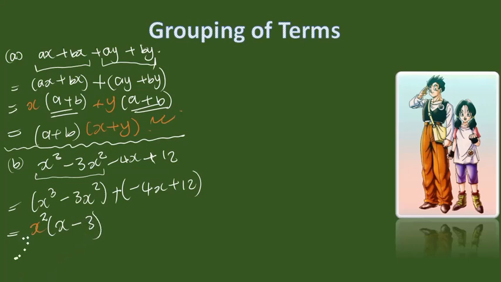Right? Afterwards, I take out a common factor here. My common factor, I take out 4. Because I have negative 4x, I have positive 12 here. So if I take out 4 as a common factor here, I'll be left with negative x. Oops, sorry. My bad. If I take out 4 here, I'm left with negative x. I take out 4 here, I'm left with 3.